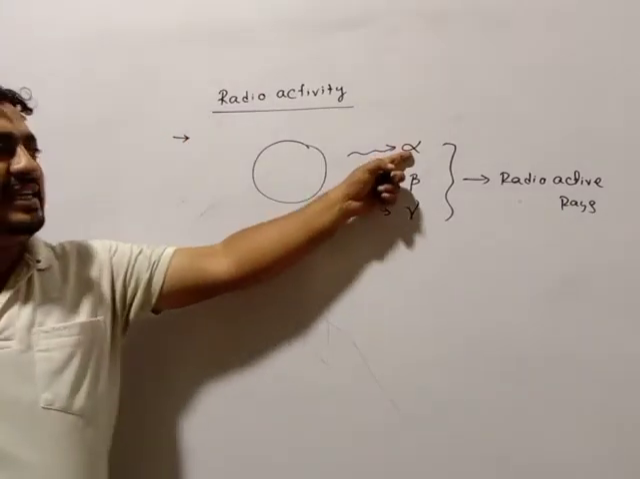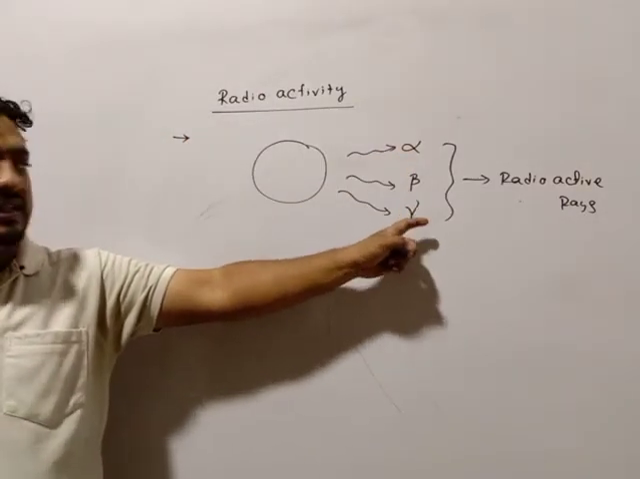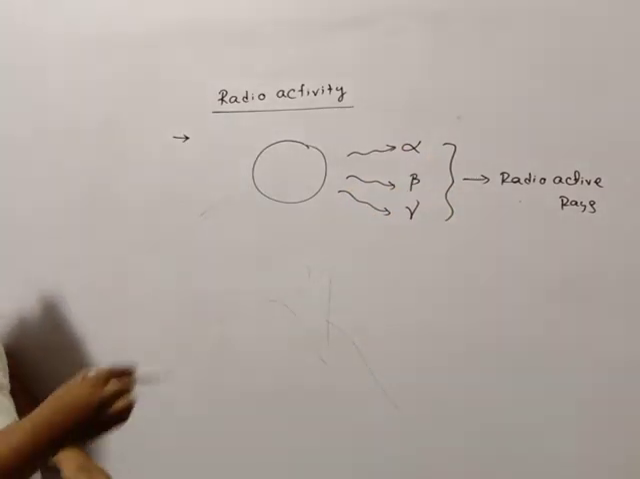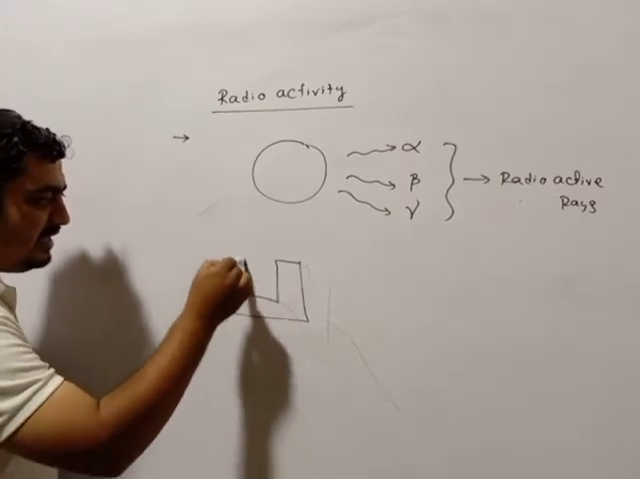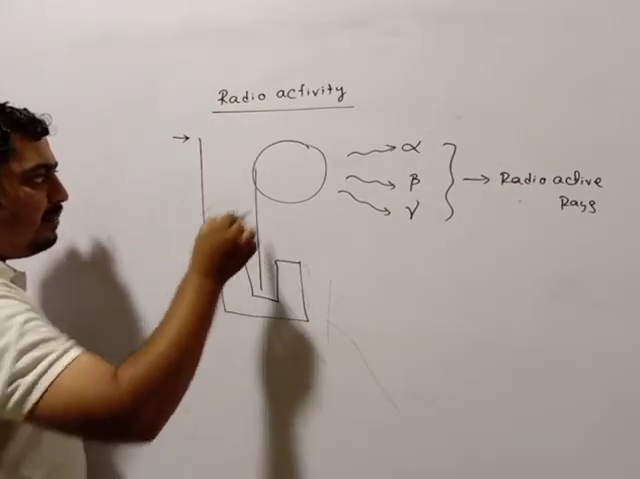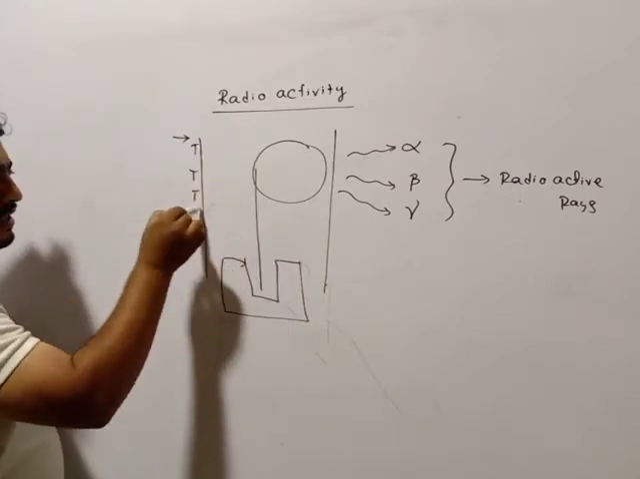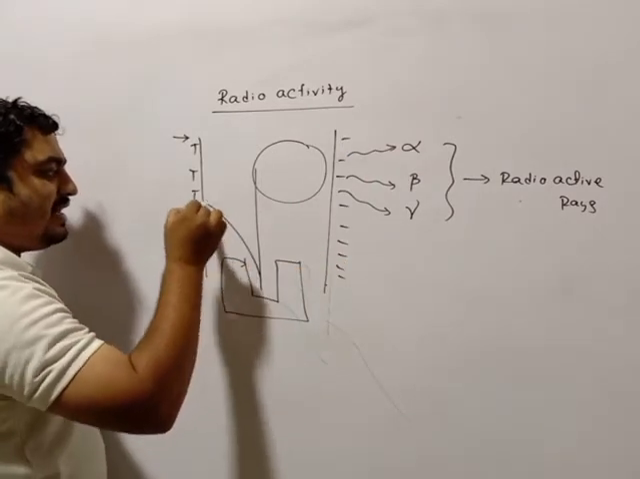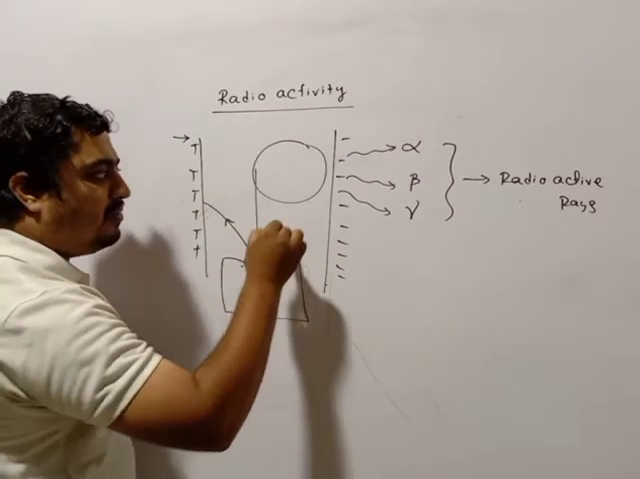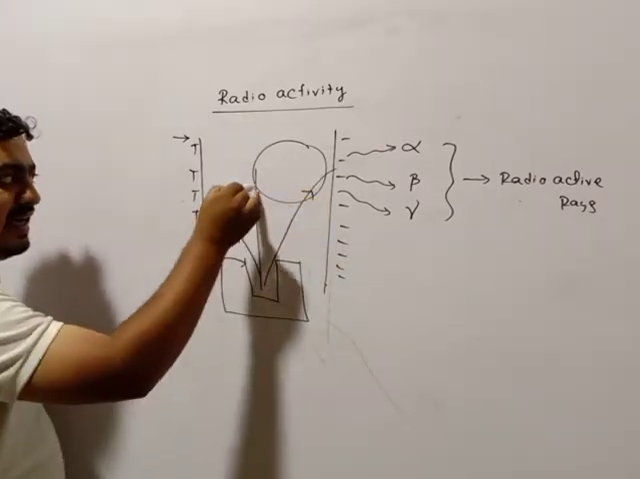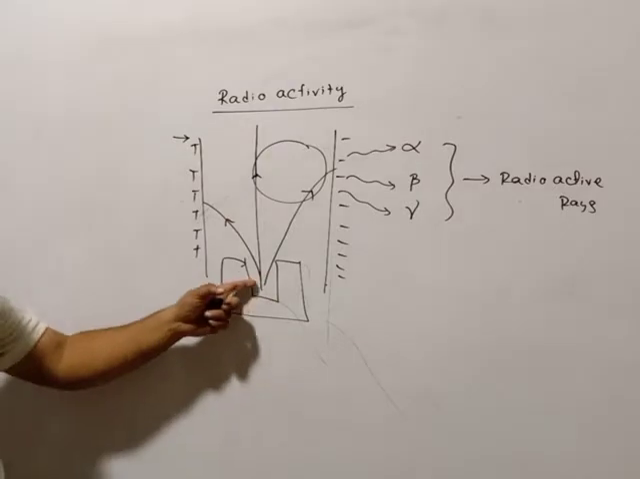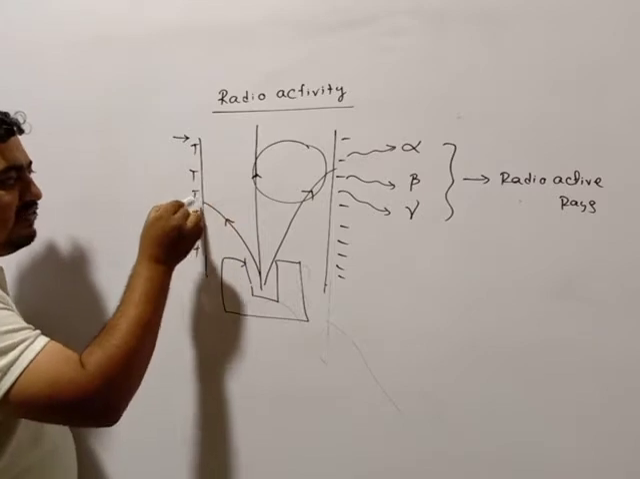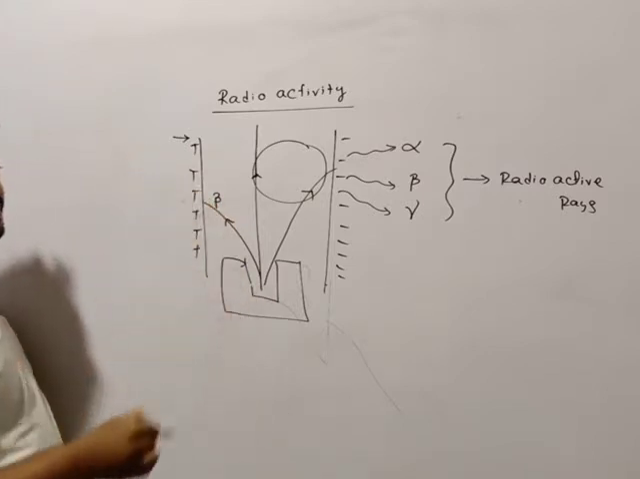These rays were discovered by Henry Becquerel. That's why these rays are called Becquerel rays. So, while discovering the rays, when Becquerel applied an electric field, he observed that some rays are deflected towards positive plate, some rays are deflected towards negative plate, and some rays pass without any deviation. So, those rays which are deflected towards positive plate, he named it as beta rays.